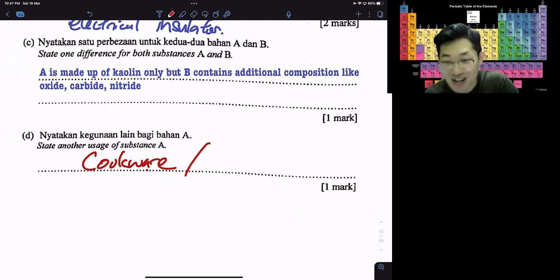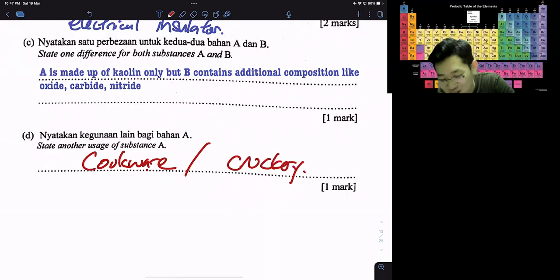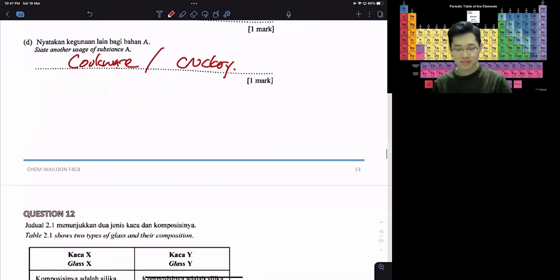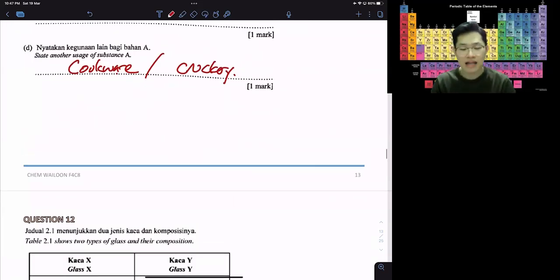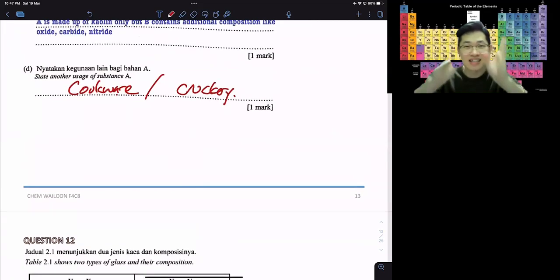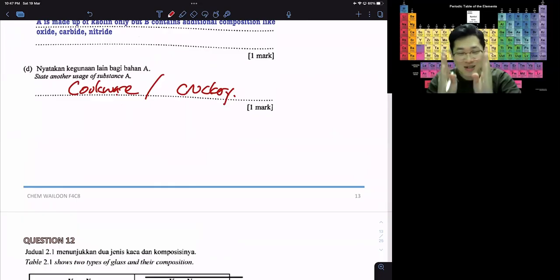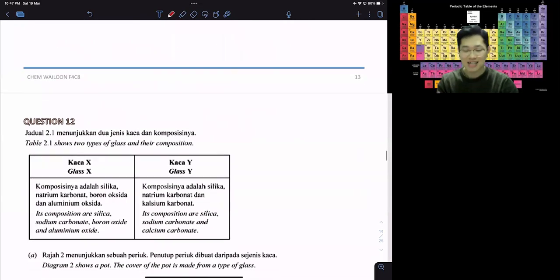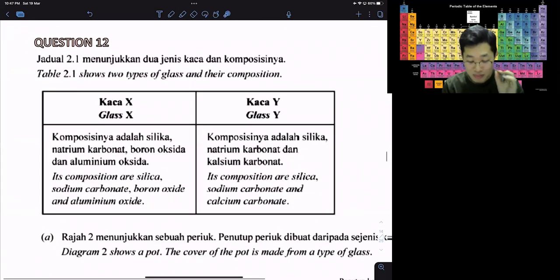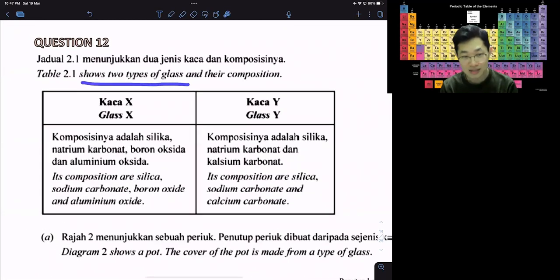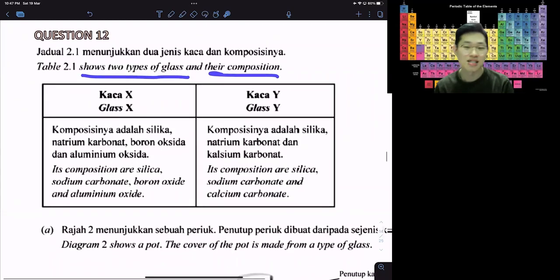Oh, that is tableware, okay. Tableware, yes. Pottery I think is the vase, the flower vase, yes. Okay. Next, table 2.1 shows two types of glass and their composition.